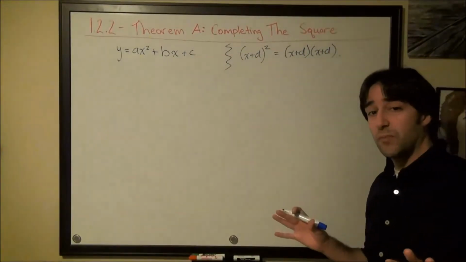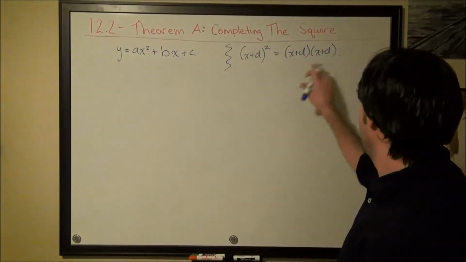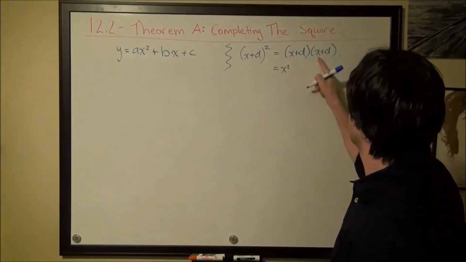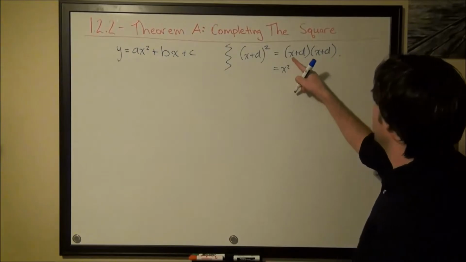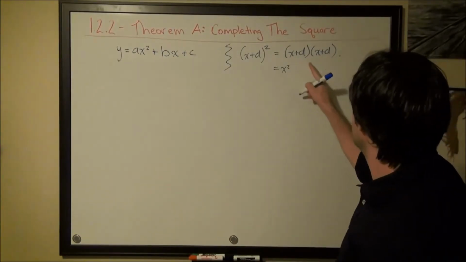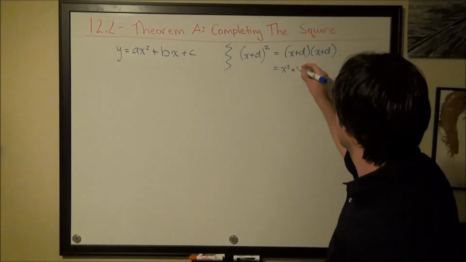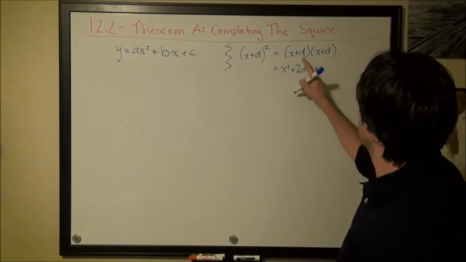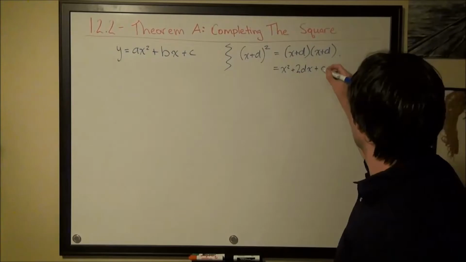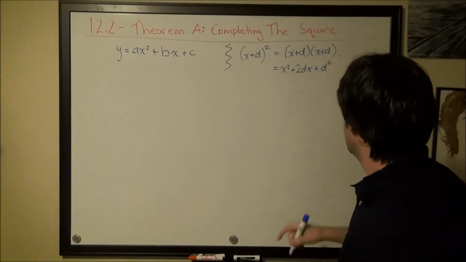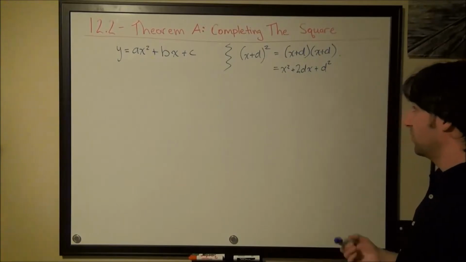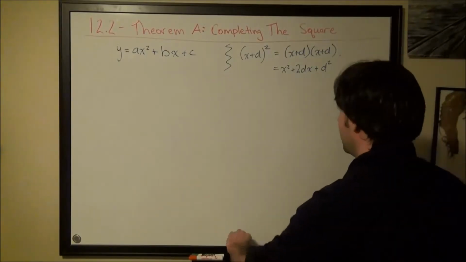Now, if you put up with one more step of tedium, we'll expand these brackets. So x times x will give us x squared. x times d plus d times x, which is just the same as 2d times x. And finally, we'll have d squared. Now this would be the general format of a perfectly squarable quadratic function.